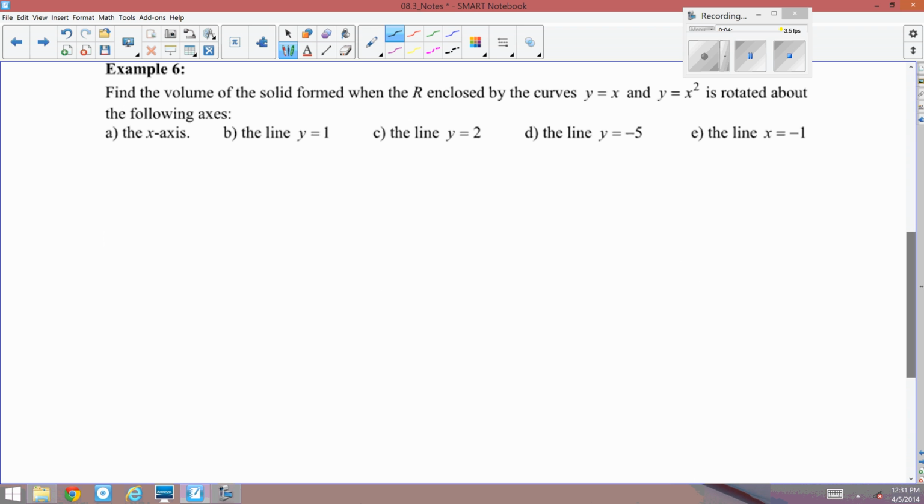Now we're not going to do all of these, but I do want to at least set them up. All right, so we're going to use the same picture each time. I have the line y equals x. Okay, and I have x squared.